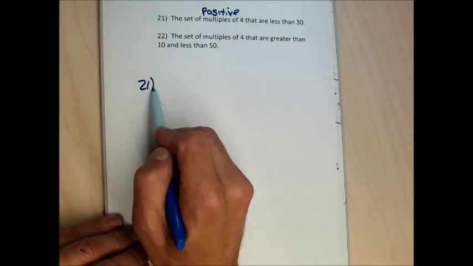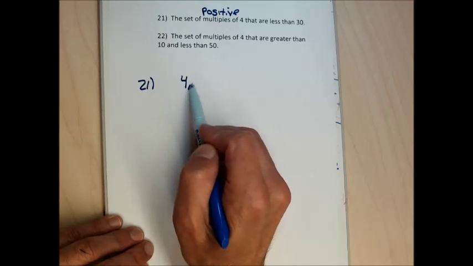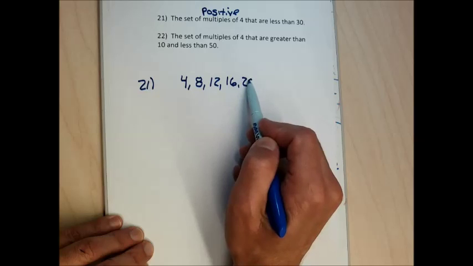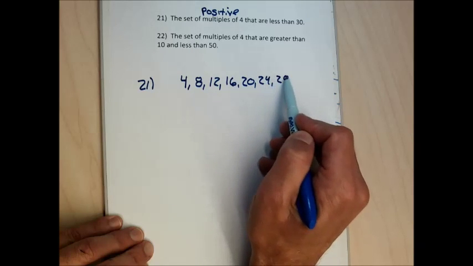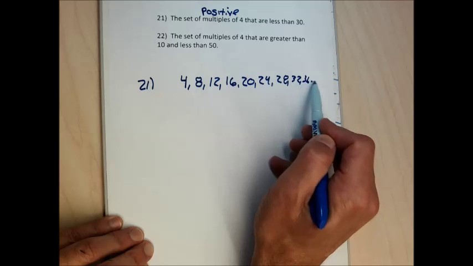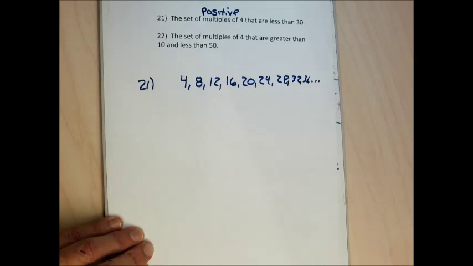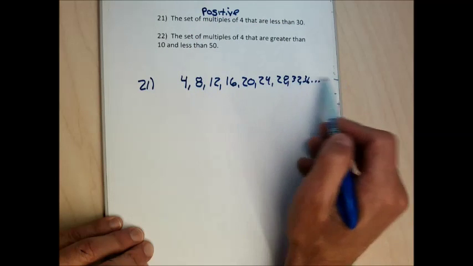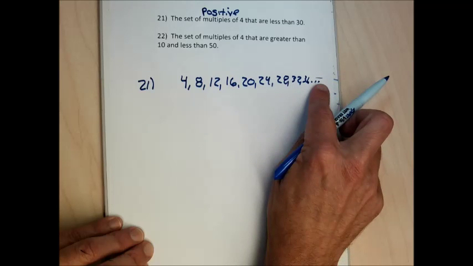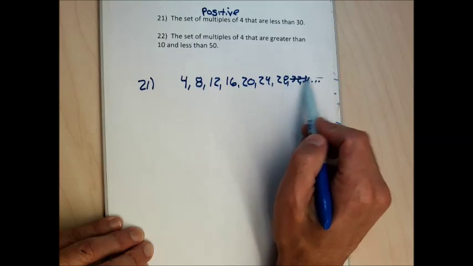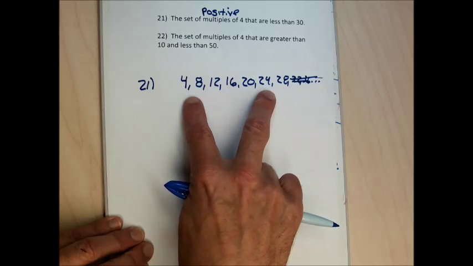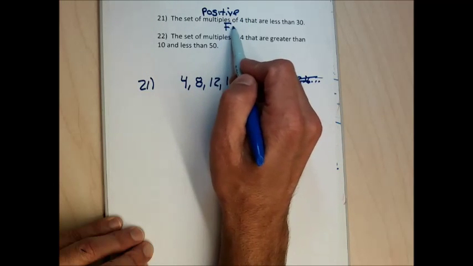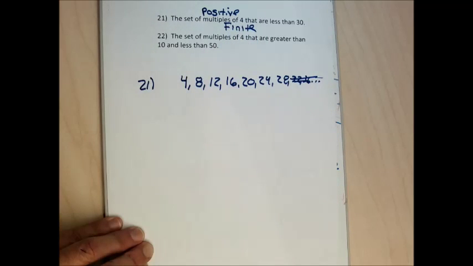So if I think of the positive multiples of 4, 4 times 1 is 4, 4 times 2 is 8, 4 times 3 is 12, 16, 20, 24, 28, 32, 36, dot, dot, dot. Those are the positive multiples of 4. In this set, I'm only considering the positive multiples of 4 that are less than 30. So all the numbers that are bigger than 30, which includes all these infinitely many after the dot, dot, dots, aren't part of the set. These are the numbers that are parts of the set. That's a finite set. There's only 7 numbers there. So your answer to number 21 is that this is going to be a finite set.